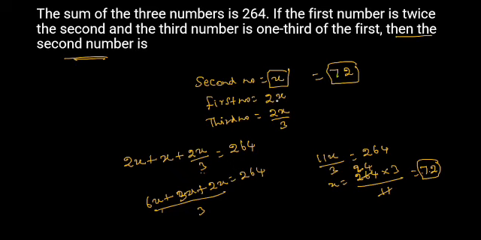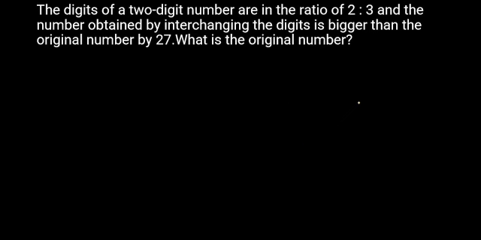If it is the first number, the first number is actually 2x. That means x value is 72, so 2 into x is 144 will be the first number. Okay. In this case, only the second number has been asked. So the answer is 72 in this case.